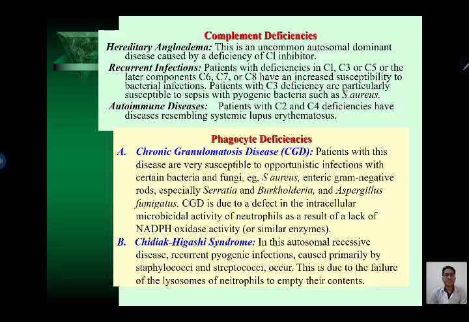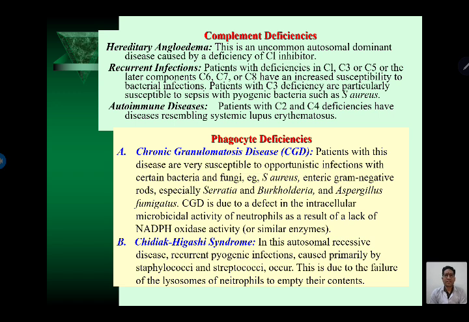Patients with C3 deficiencies are particularly susceptible to sepsis with pyogenic bacteria such as S. aureus. Autoimmune disease: patients with C2 and C4 deficiencies have a disease resembling systemic lupus erythematosus.